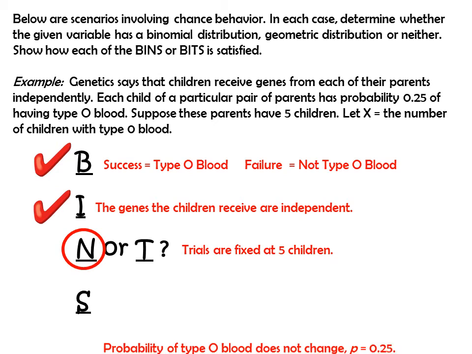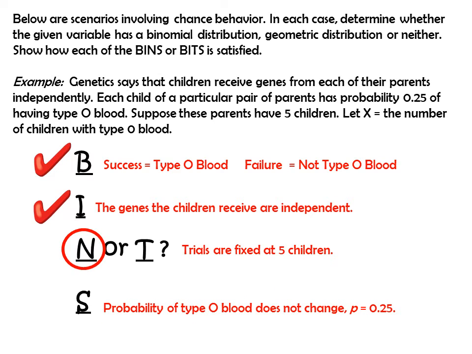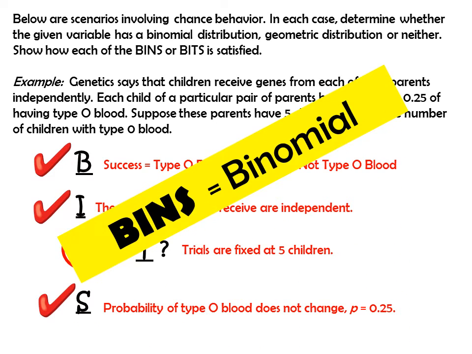And finally, success. Is the probability of getting type O blood the same each trial? Yeah, it doesn't change. The probability of having type O blood for each child is 0.25. So success is satisfied as well. So we have BINS, which means that this is a binomial distribution.